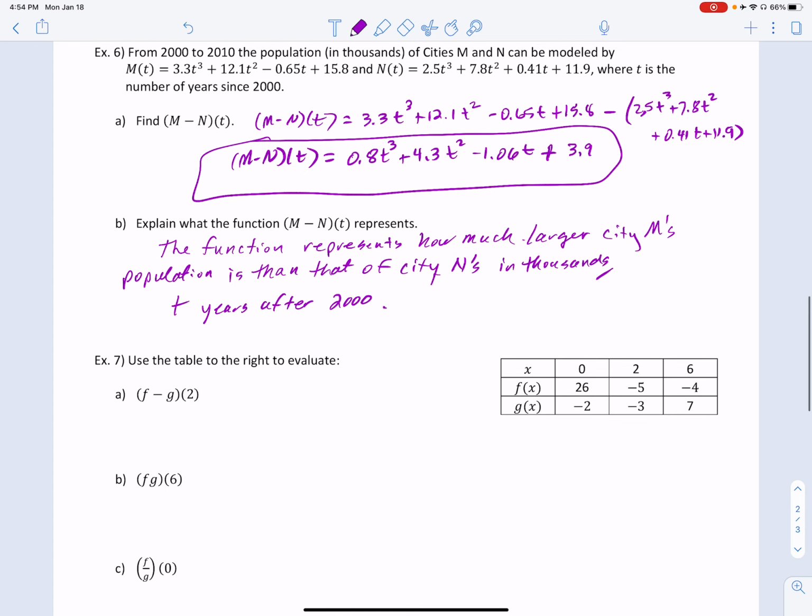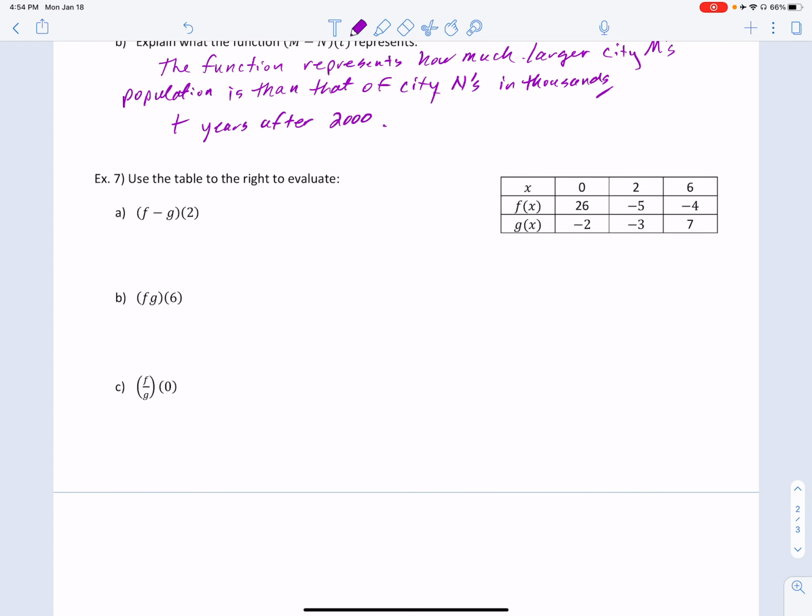And the last example here, being able to read using tables and evaluating. So we have a table, and we have f and g being evaluated at x values of 0, 2, and 6. And so use the table to evaluate. Well, f minus g of 2 means f of 2 minus g of 2. We don't have anything to plug those into, but we have the table. And from the table, when x is 2, f is a negative 5. And when x is 2, g is a negative 3. So we get a minus 5 plus 3, and that value is a minus 2.